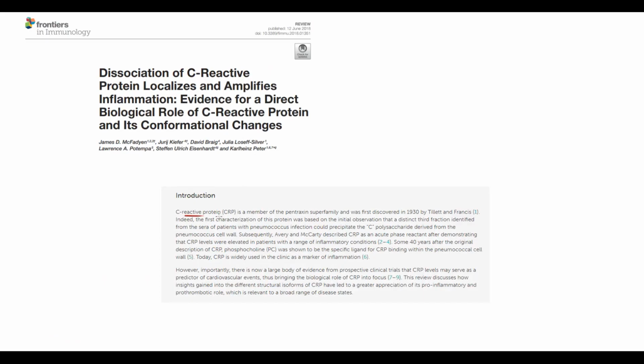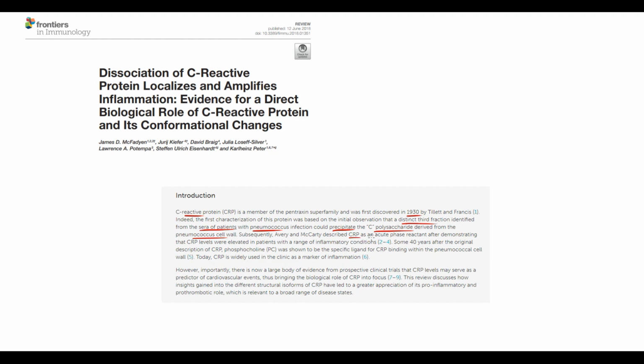C-reactive protein was discovered in 1930, and the reason why this substance was called C-reactive protein is that this protein was present in the blood of patients with pneumococcal infection, and because this substance could precipitate the C polysaccharide from the pneumococcal wall, it was called C-reactive protein.